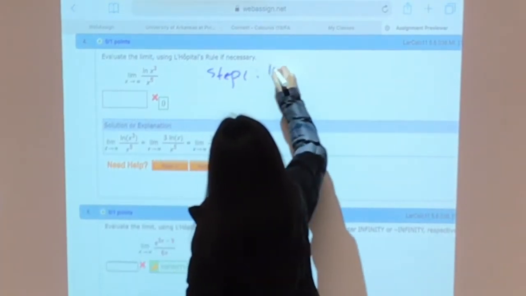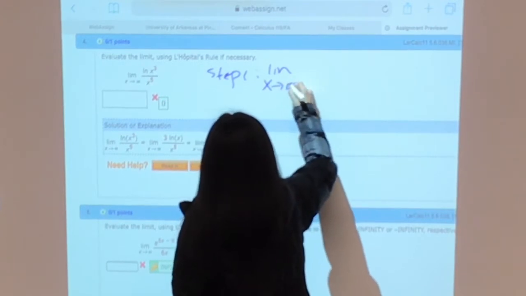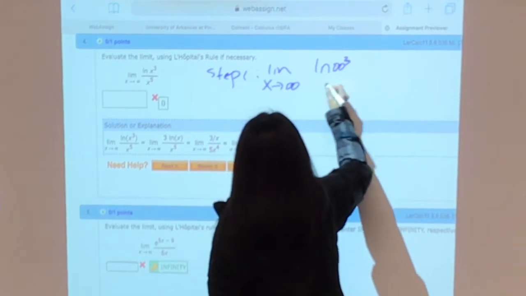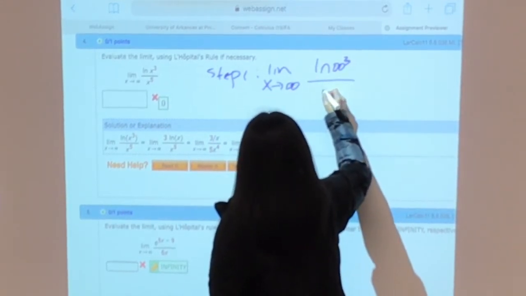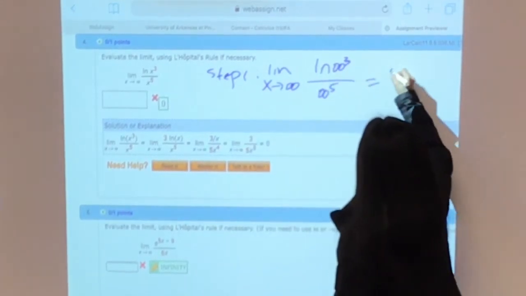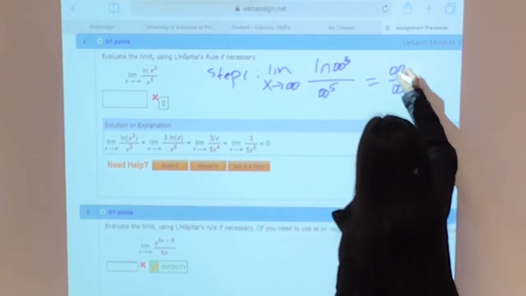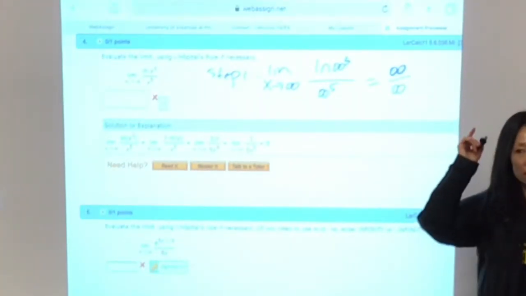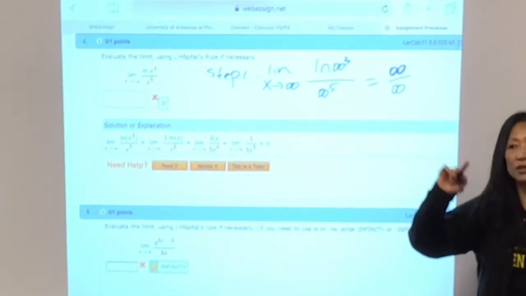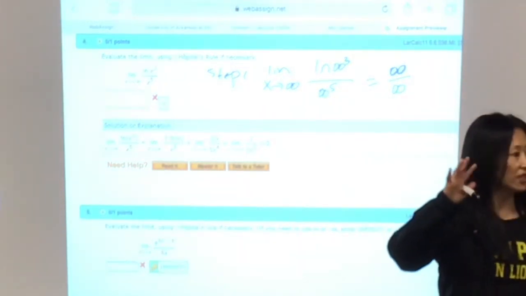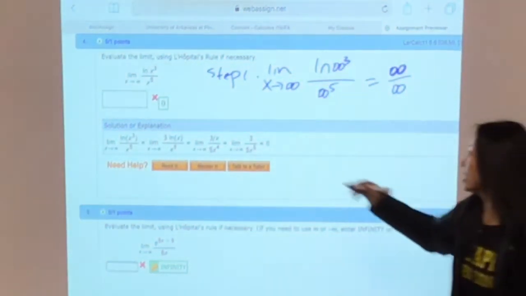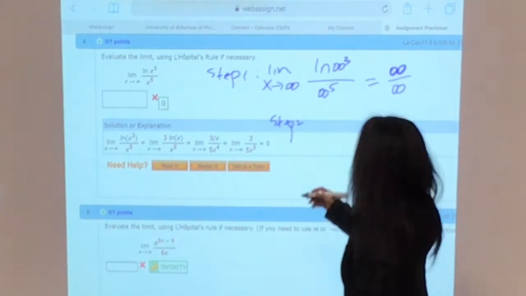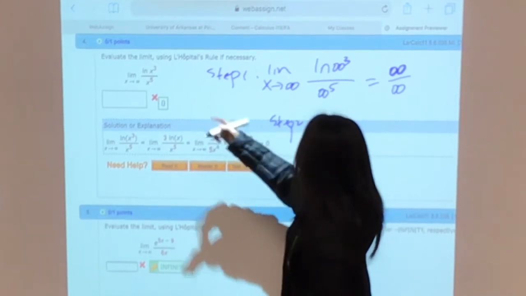So if I simply plug it in, what do I get? Infinity. Infinity to the fifth, which just means what? Infinity over infinity. So can I use L'Hopital's rule? Yes, because L'Hopital's rule says 0/0, infinity over infinity, or negative infinity over infinity, that is fine. So yes, I can do this. So step 2, that means I can take a derivative of this.